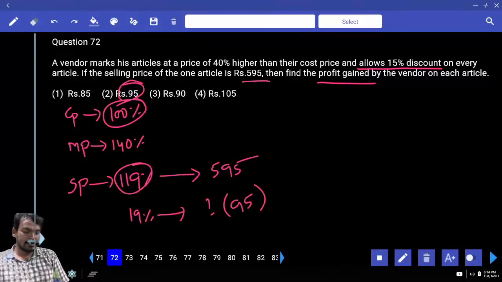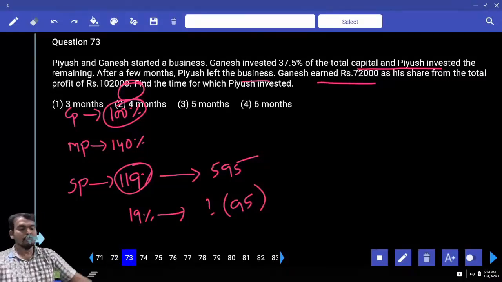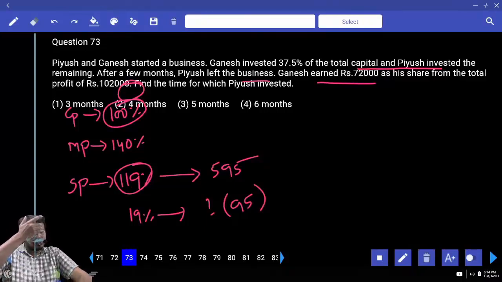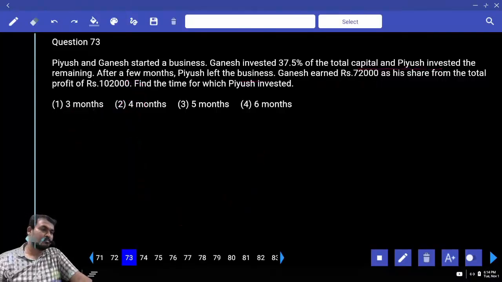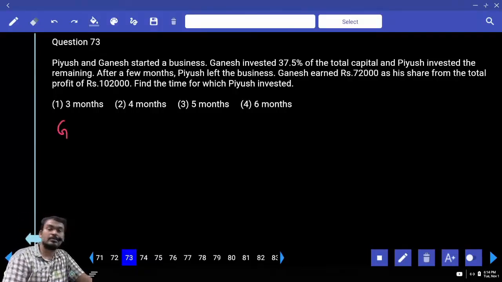Next question number 73. Piyush and Ganesh started a business. Ganesh invested 37.5% of the total capital and Piyush invested the remaining. After a few months, Piyush left the business. Ganesh earned 72,000 as his share from the total profit of 1,02,000. Find the time for which Piyush invested. How many persons here? 2 persons. One is Ganesh, another one Piyush.